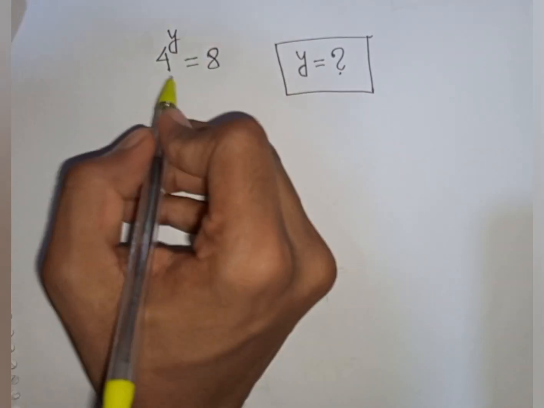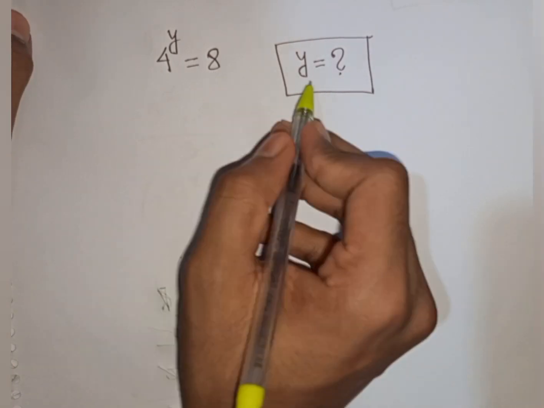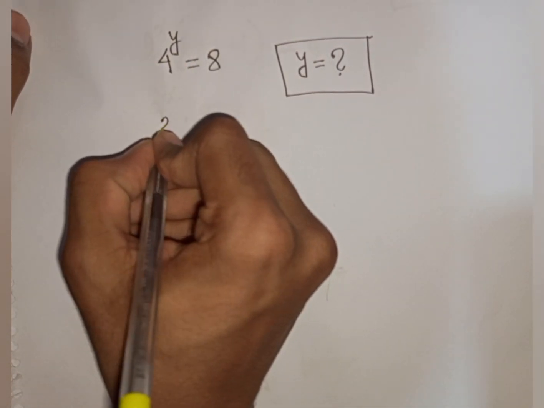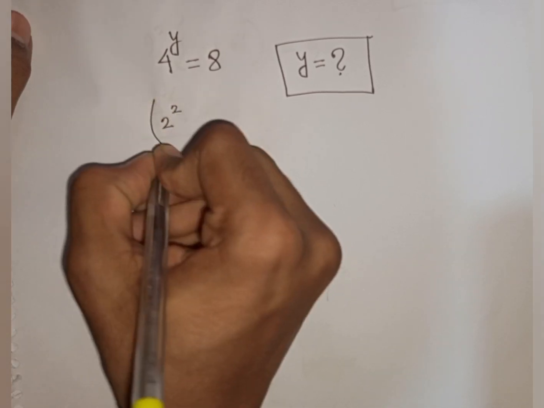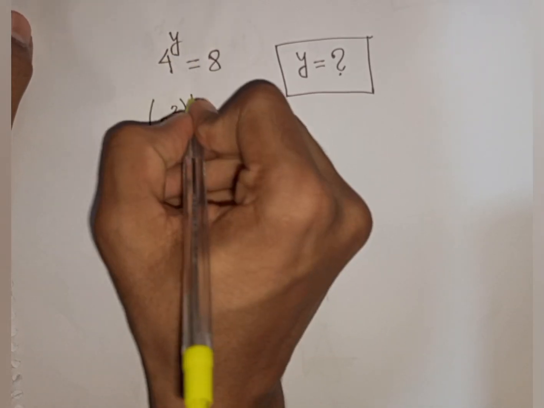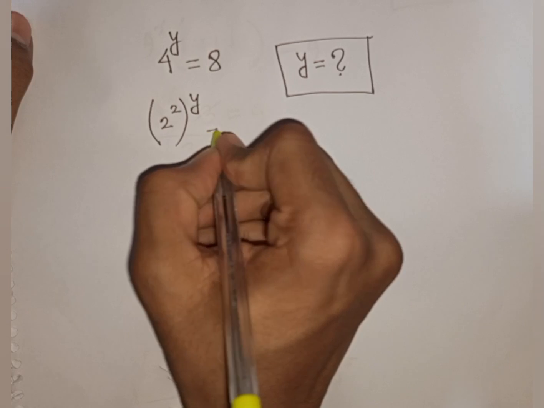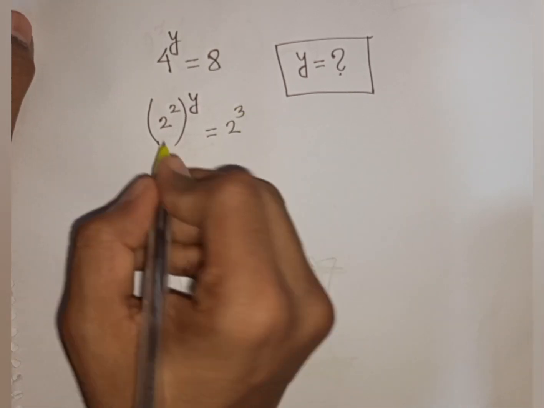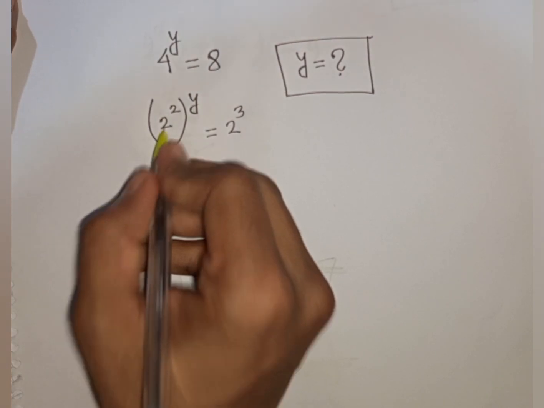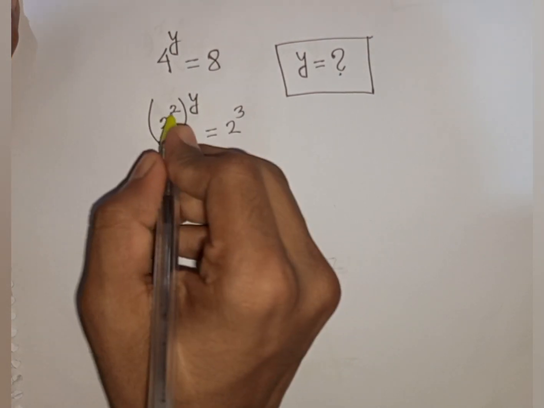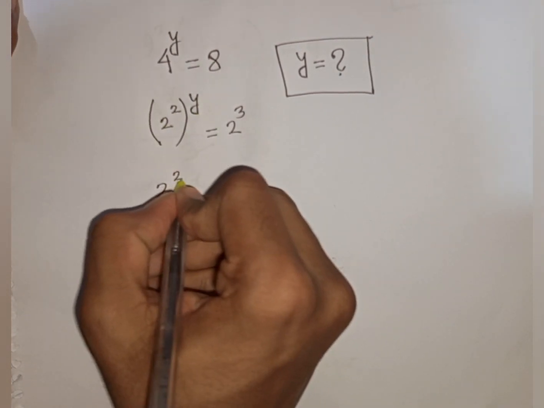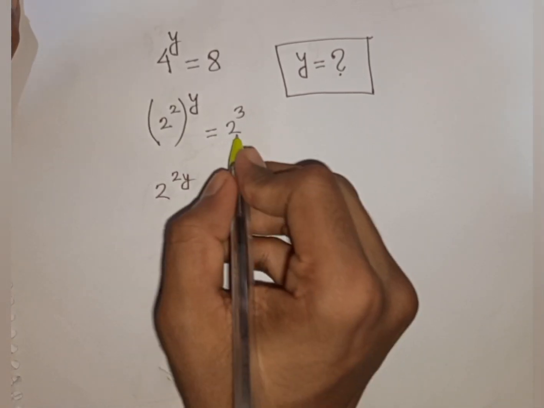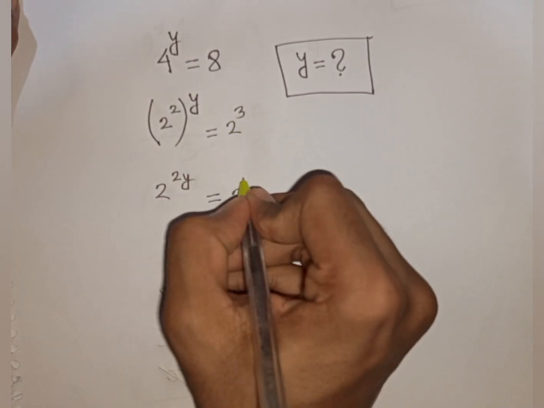How to solve 4 power y is equal to 8. Find the value of y. So 4 power y is same as 2 power 2, then bracket power of y, is equal to 8, which is same as 2 power 3. Now you can write here 2 power of 2 times y, that means 2y, is equal to 2 power of 3.